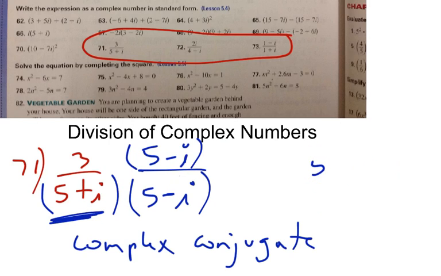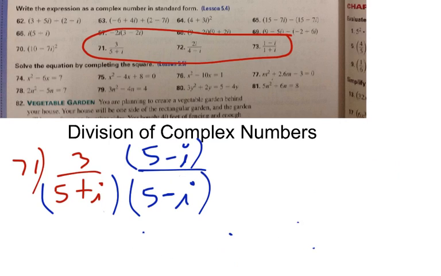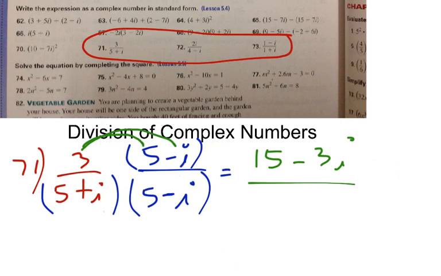Alright. So I said it was a complex conjugate, and now at the end there will be no imaginary number at the denominator. What do I do now? You multiply the top with the top and the bottom with the bottom. Let's do the top first, the numerators. 3 times 5 is going to give me 15. 3 times negative i is negative 3i. Okay, now let's do the bottom.